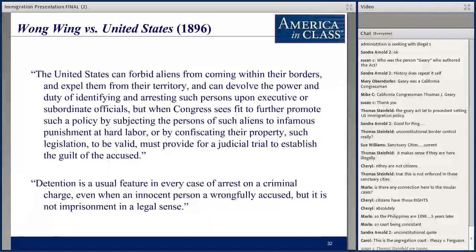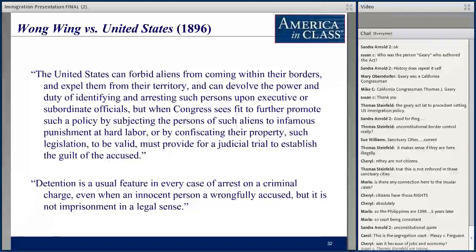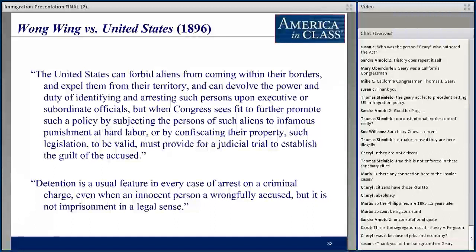So I do see a comment here about Plessy v. Ferguson from Carol, and I will get to that in just a second. I think that's a really incredible insight. And that comes with the third of the Chinese exclusion cases, Wong Wing versus the United States, which also spins off of the Geary Act.